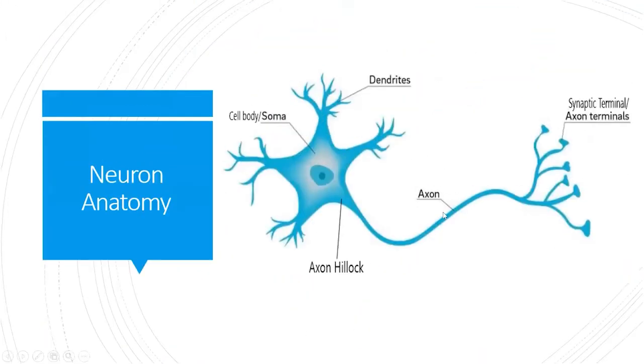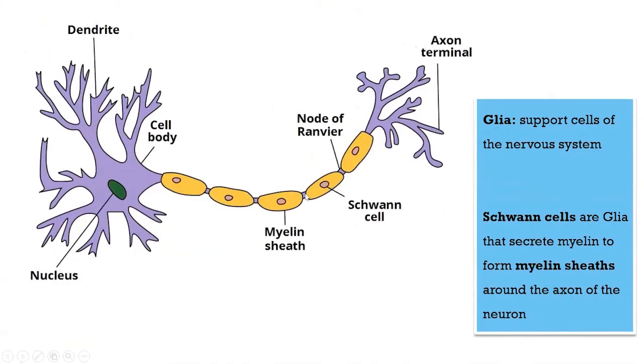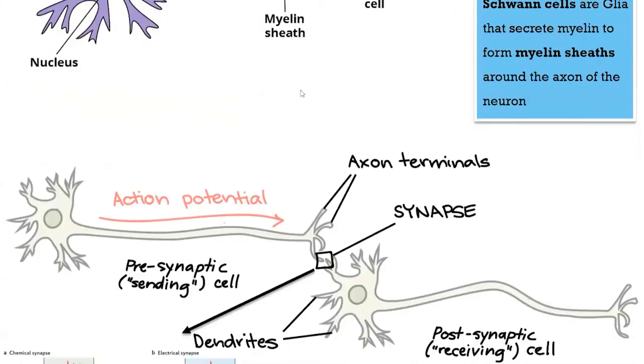Okay, so here's the one that I showed you just before. This is what we call a demyelinated neuron. This is a myelinated neuron. So the only difference is they have these myelin sheaths, which are produced by a special glia, which is called a Schwann cell. So this is a specialized glia that secretes myelin to form myelin sheaths around the axon of the neuron. And what these do is they're going to increase the speed of your action potentials. And again, we'll talk about it in another video.